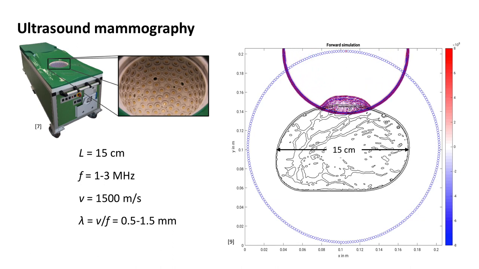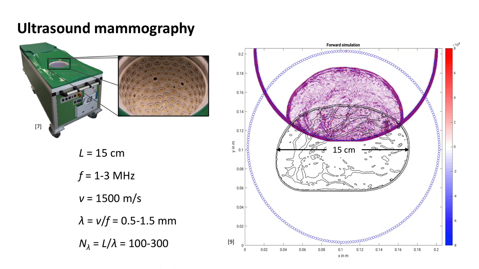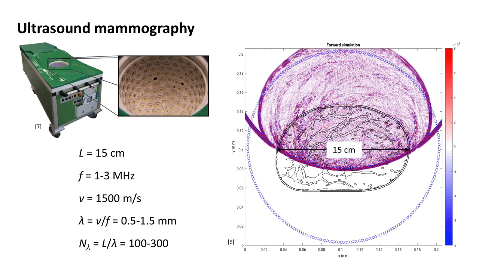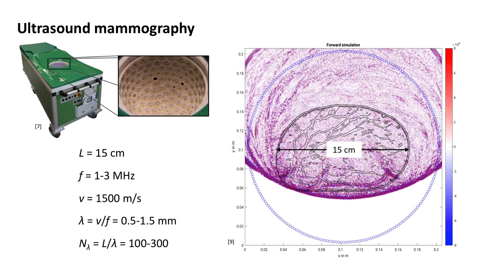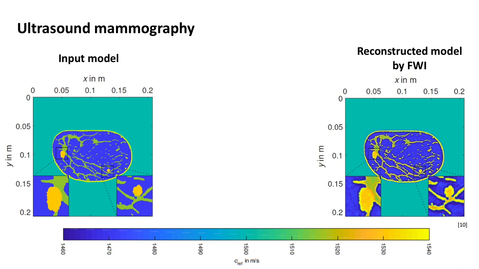This results in propagated wavelengths of 100 to 300, which is relatively high and indicates a fairly complex model space. Here, I show you the final reconstructed model for ultrasound velocities by Fabian Kuhn. You clearly see that the reconstruction on the right matches the input model on the left quite well.